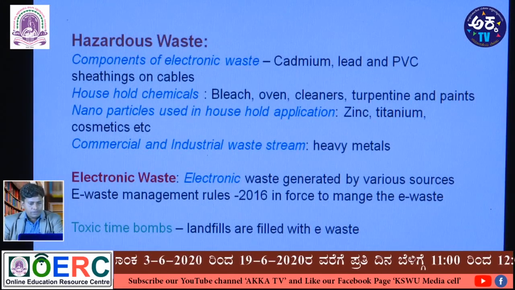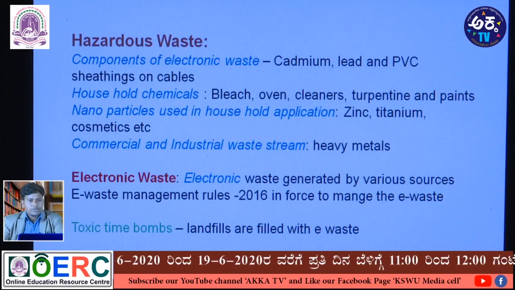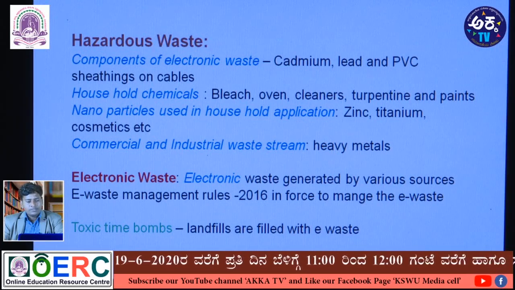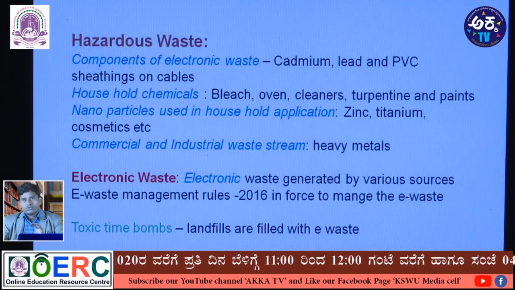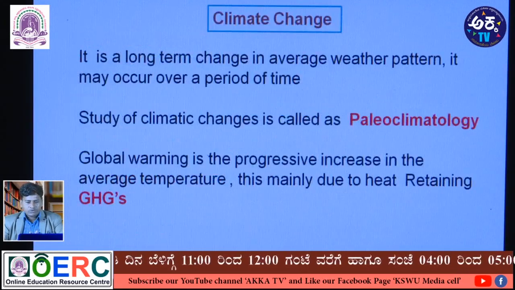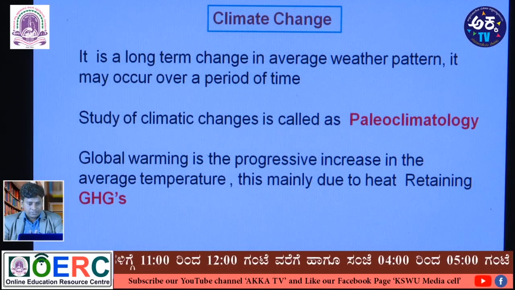This is about waste management, where we have studied solid, liquid, hazardous, electronic waste and biomedical waste. So these are the different wastes, and we have studied how we have to manage them. Now let us go to climate change.